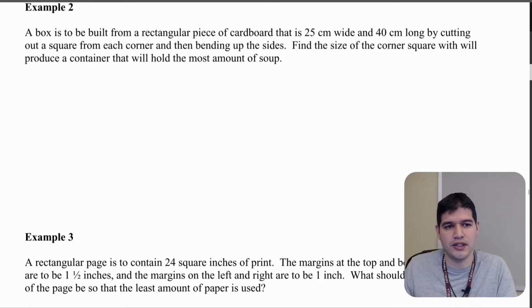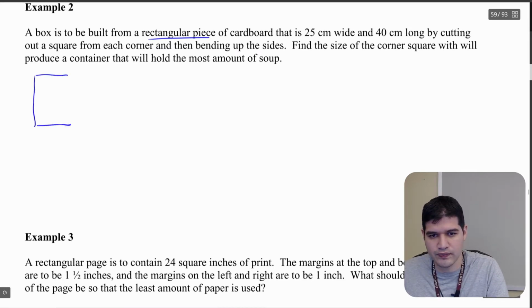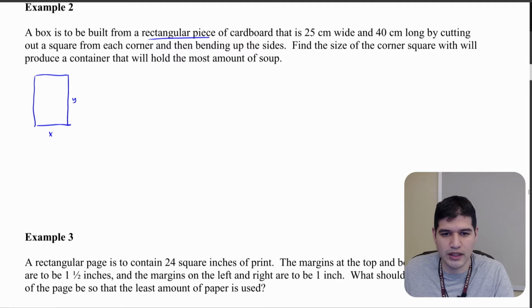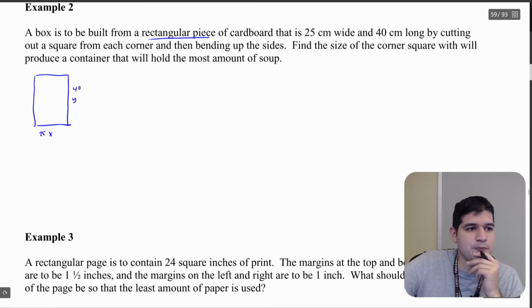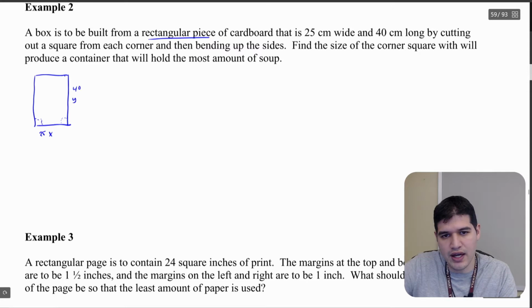Let's answer this question. I know it's a rectangular piece of cardboard, so let me draw a picture real quick. So here's a rectangle, and I have X and Y, but we also know that this is 25 centimeters wide, so I'm going to put 25 there, and 40 centimeters long, so I'm going to put 40 right there. And we're cutting out a square from each corner, and that is what is going to get me some sort of value.